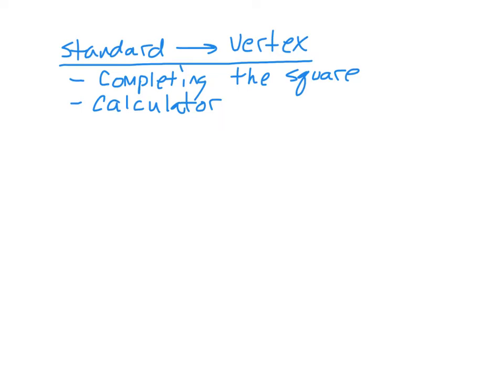But I'm going to show you a quick example using completing the square. Some will be interested, but again, you're not responsible for this. Okay, so let's do an example. Let's do the previous one, x squared minus 4x minus 5.